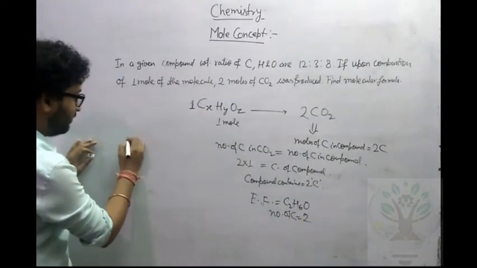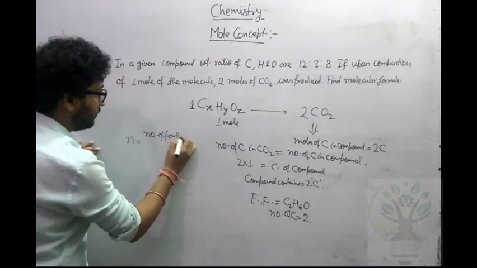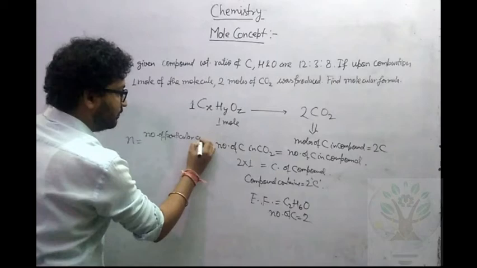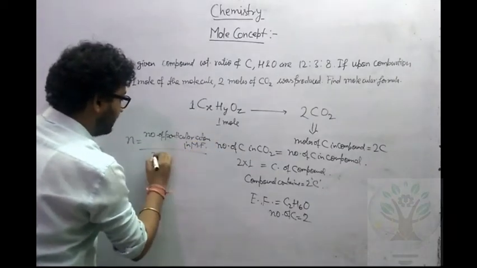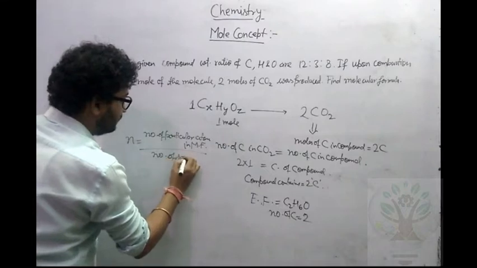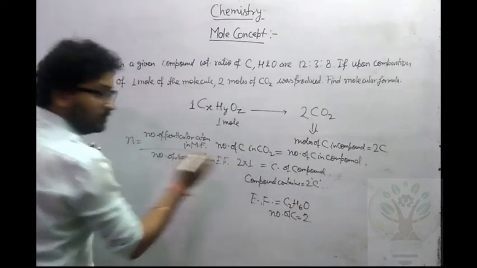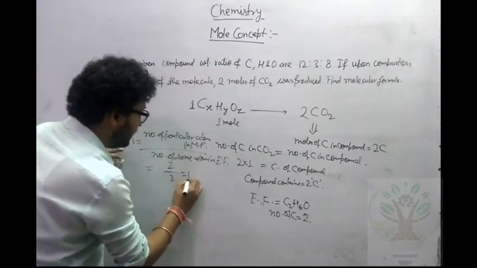Okay. Now I hope you understand. One more formula of n was there: the number of a particular atom in MF divided by the number of the same atom in EF. Remember this formula. So what will I get here? I will get 2 upon 2, that is 1.